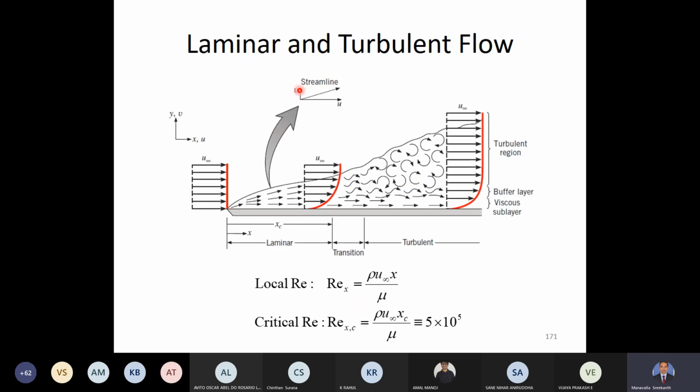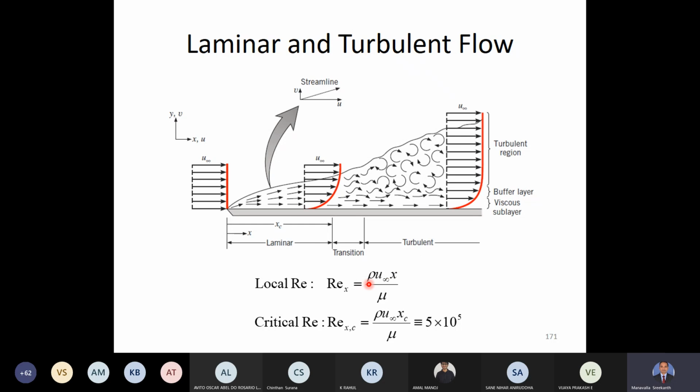Okay, and then we also have what is called laminar flow and turbulent flow. We are familiar with laminar and turbulent flows, and we know that the Reynolds number is the non-dimensional number that differentiates between the laminar and the turbulent flows. So here also we have the local Reynolds number, and we also have the critical Reynolds number. Local Reynolds number is defined as rho u infinity x divided by mu. That means depending on the value of x, the Reynolds number can be determined. So this Reynolds number is at a particular x.